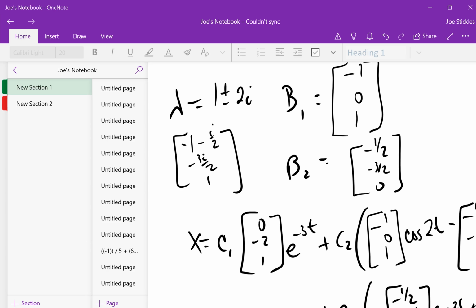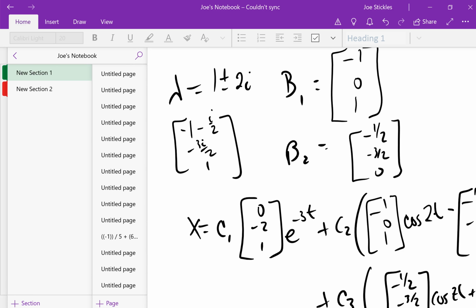Hopefully that was a little bit clearer. I'm not necessarily sure it was, but hopefully it was a little bit clearer than it was in class today.